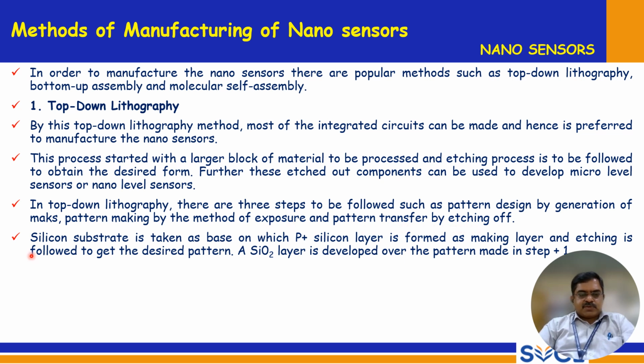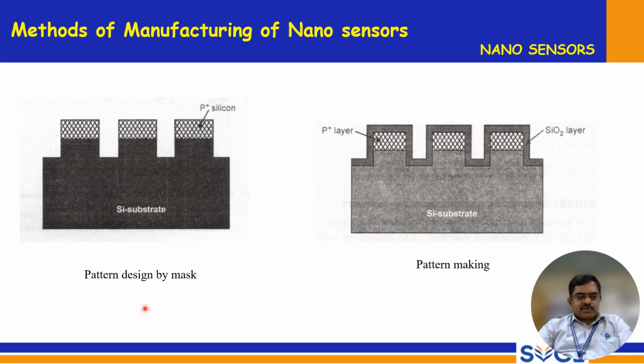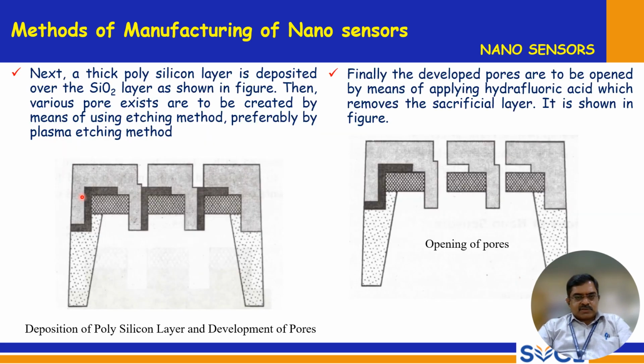So a silicon substrate is taken as the base, on which a P plus silicon layer is formed as the masking layer, and etching is followed to get the desired pattern. A SiO2 layer is developed over the pattern made in this step. So in the next step, this is the pattern designed by the mask and this is the pattern making. So these are the patterns and we can see the next step.